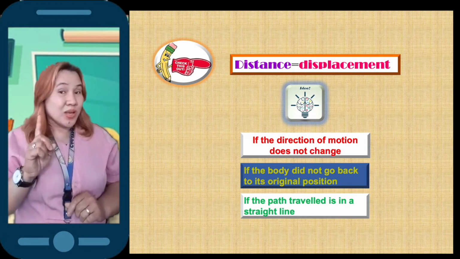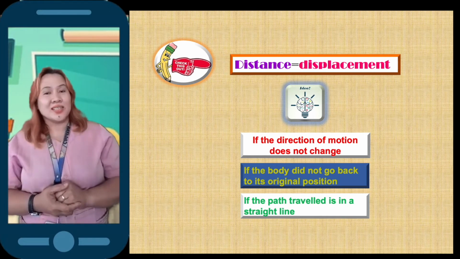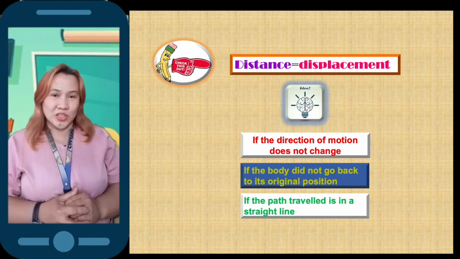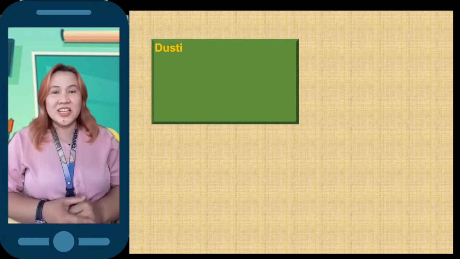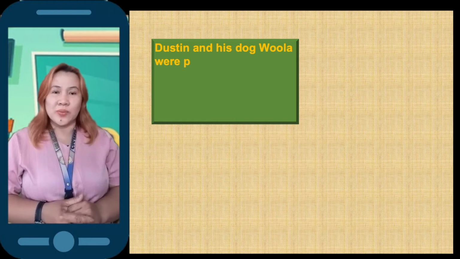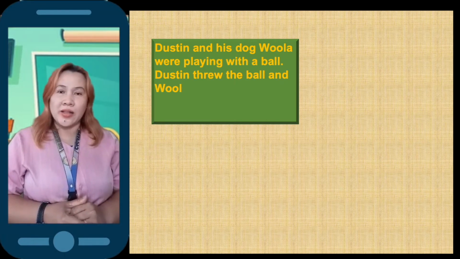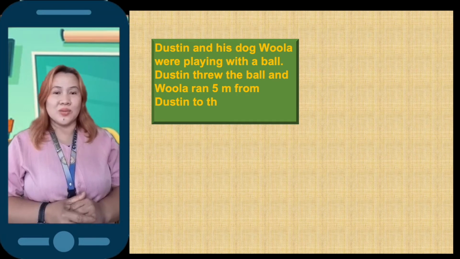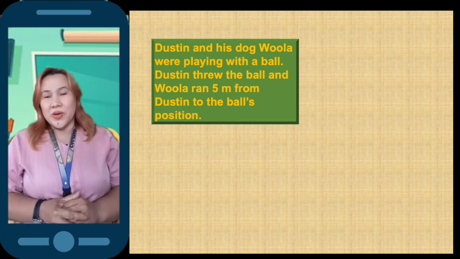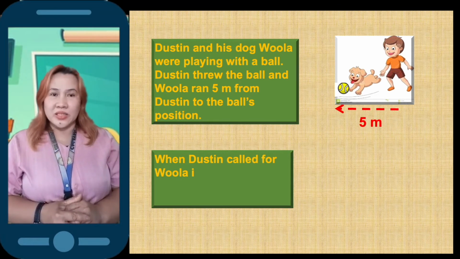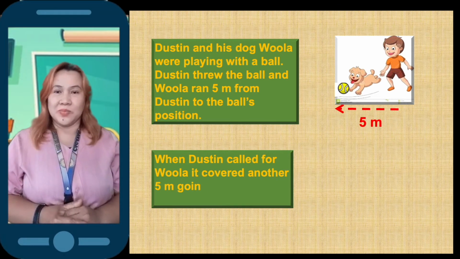Can displacement be greater than distance? To answer the question, let us try to analyze the given situation. Dustin and his dog Bula were playing with a ball. Dustin threw the ball, and Bula ran 5 meters from Dustin to the ball's position. When Dustin called for Bula, it covered another 5 meters going back to Dustin.